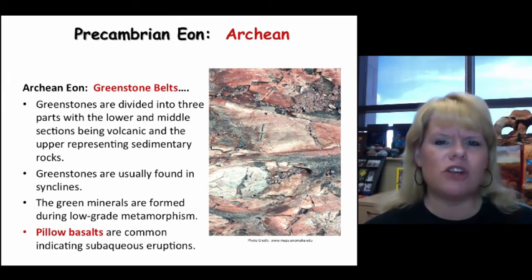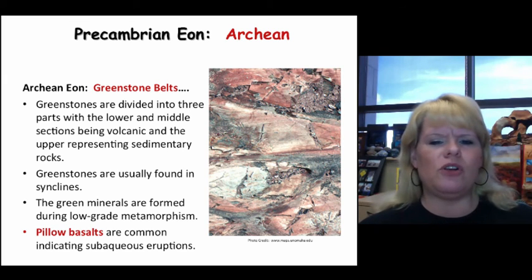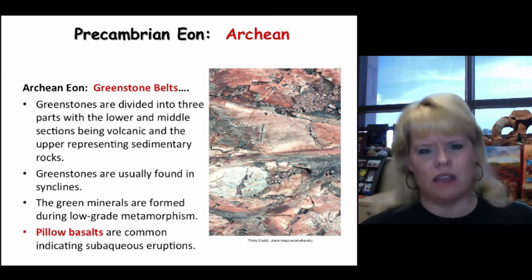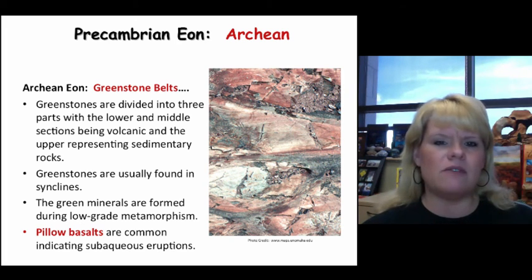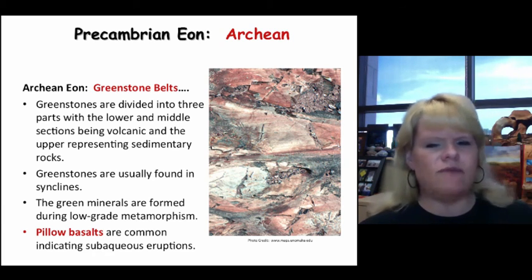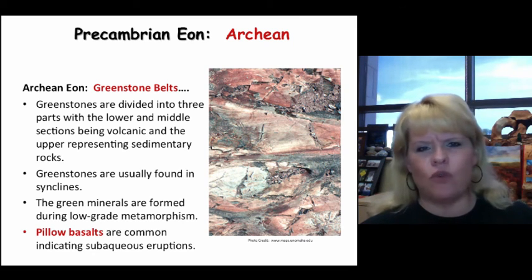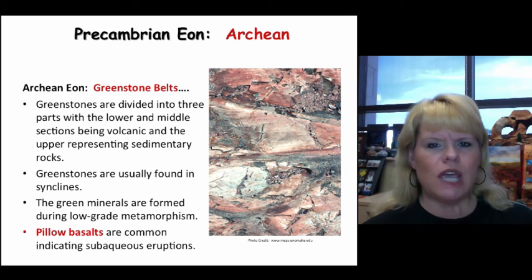So when we look at greenstone belts in particular, they are divided into 3 parts, with the lower and middle sections being volcanic and the top section representing sedimentary deposition that occurred during the Archean and some even during the Proterozoic. The greenstones are usually found where you have rock deformation like synclines, and the greenish minerals are formed during low-grade metamorphism. So you get the original craton that gets squashed, and you get some metamorphism that occurs.